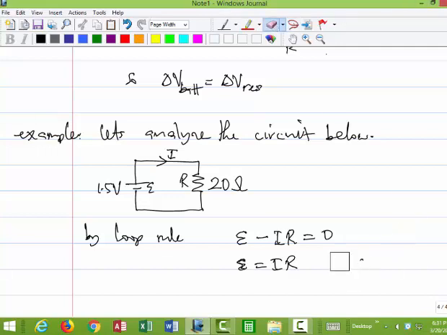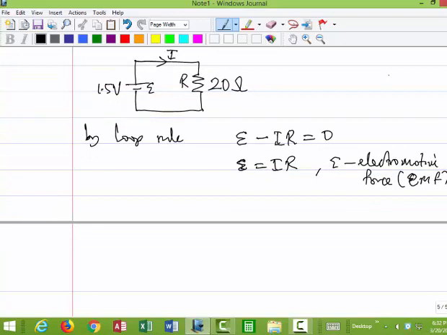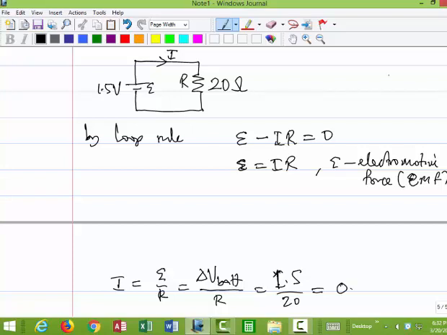Actually, let me define it better. That E is electromotive force, or EMF. So E is just the potential drop across the battery. So we can find the current here by taking E over R. Let me write it this way. Potential of the battery divided by resistor, so it's going to be 1.5 over 20. So 1.5 over 20 is 0.075 amperes.